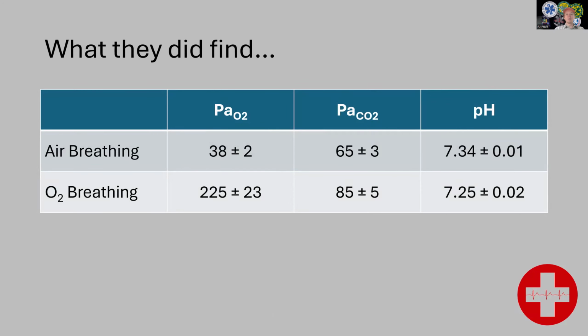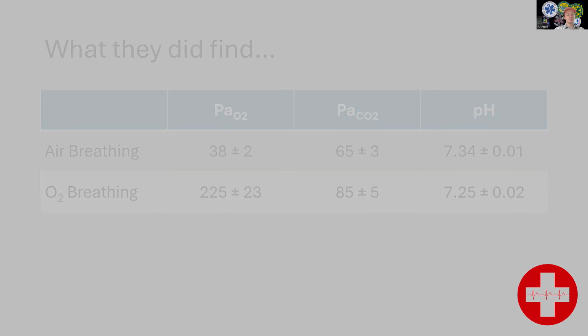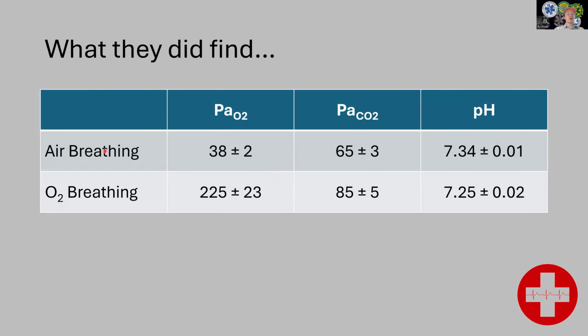So this is blood gas samples from this original study. I'll take a minute and break down what each of these are. They drew their blood gas twice. Once right before they started with the high flow oxygen, and then once again after they'd been breathing 100% inspired oxygen for 15 minutes.